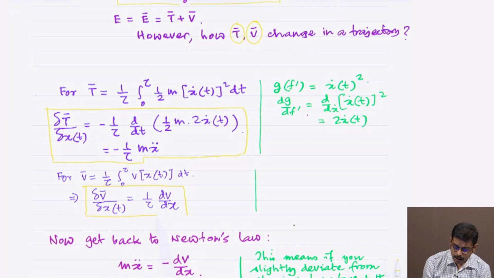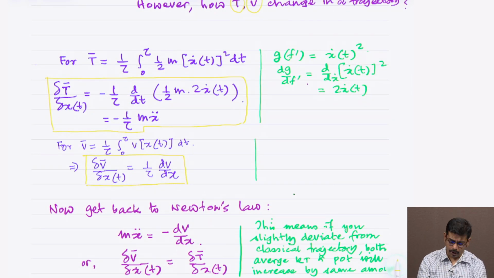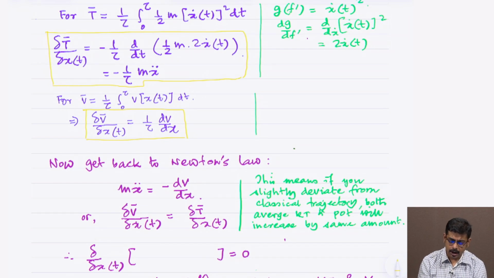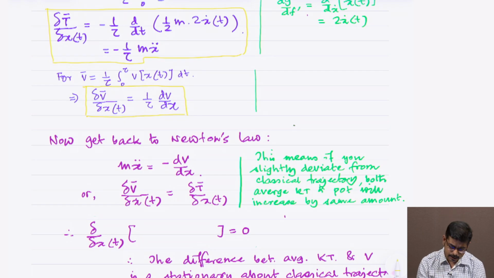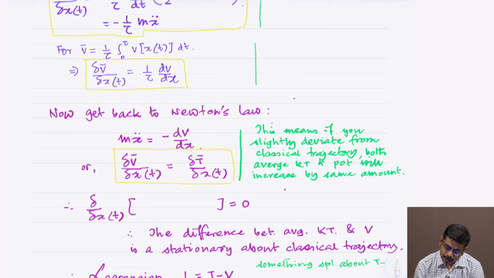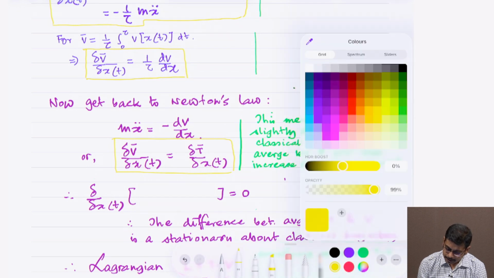Now, let us get back to Newton's law, which basically says m x double dot is equal to minus dV/dx. If we put in those expressions for the functional derivatives of the average kinetic energy and potential energy, this relation turns into del v bar by del x equal to del t bar by del x. So, this means that if you slightly deviate from the classical trajectory, both the average kinetic energy and potential energy will increase by the same amount, right. This is the insight that you can develop from this exercise.